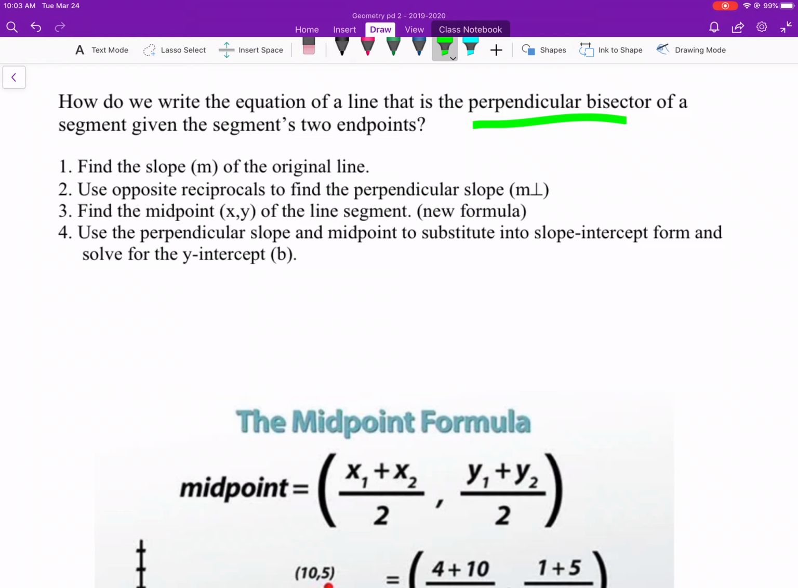Find the midpoint, xy, of the line segment, because that's the only point that we definitely know the perpendicular bisector passes through. We'll talk about that formula. And then step 4: use the perpendicular slope and the midpoint, which is our xy now, to substitute into slope-intercept form and solve for the y-intercept b.